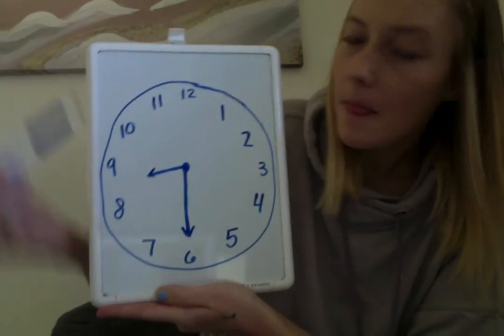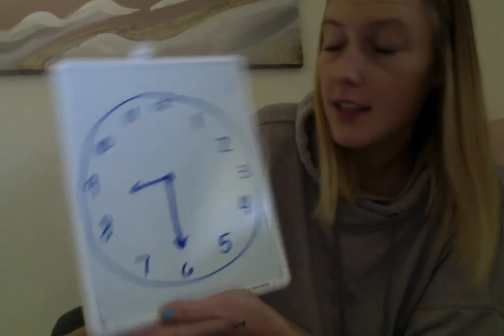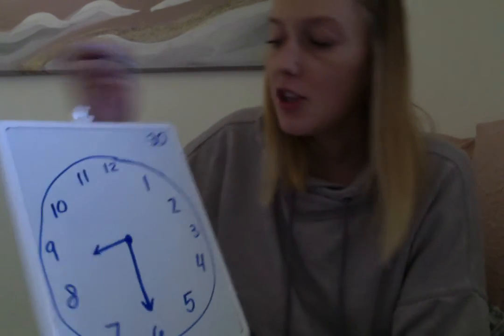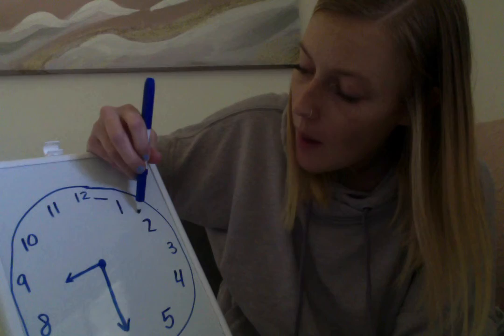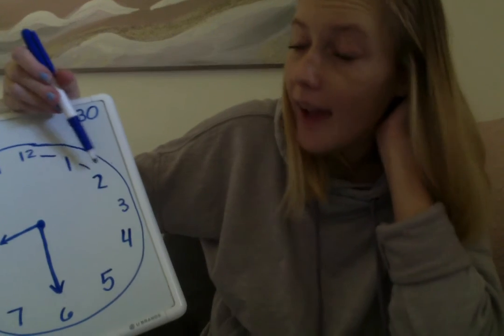So, I see that my minute hand is pointing to what number? The 6. So that means it's something 30. Each of these spaces represents 5 minutes. So from 12 to 1 is 5 minutes. From 1 to 2 is 5 minutes.